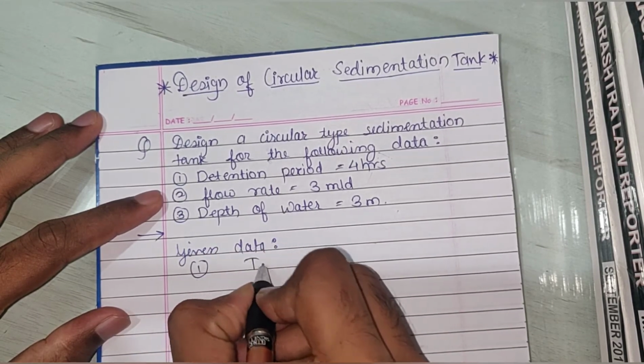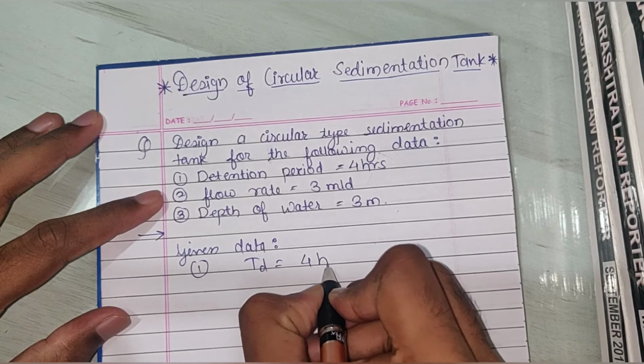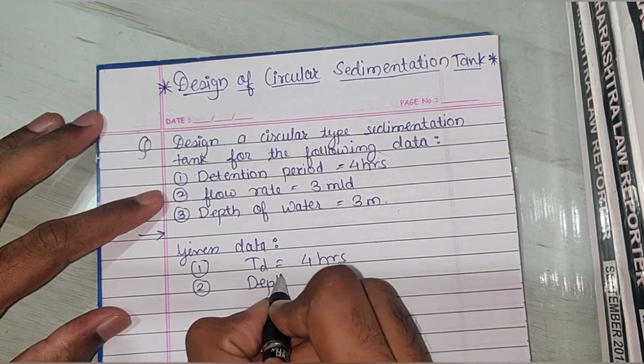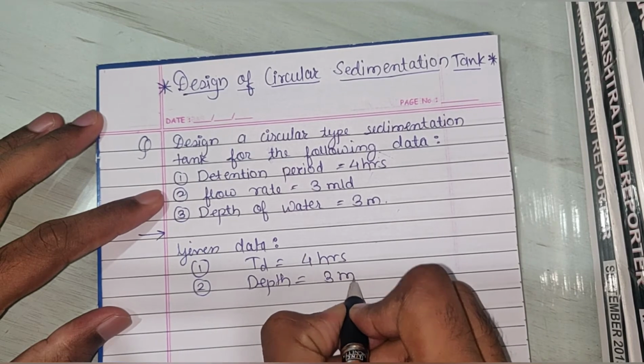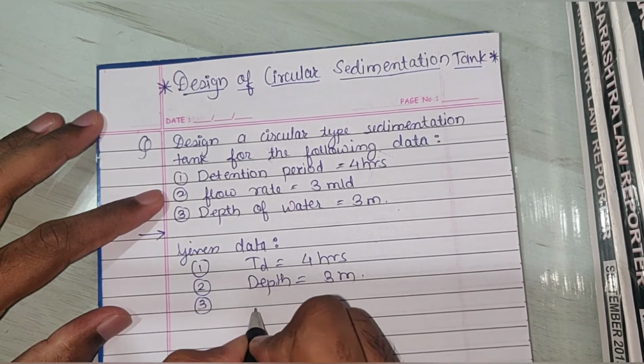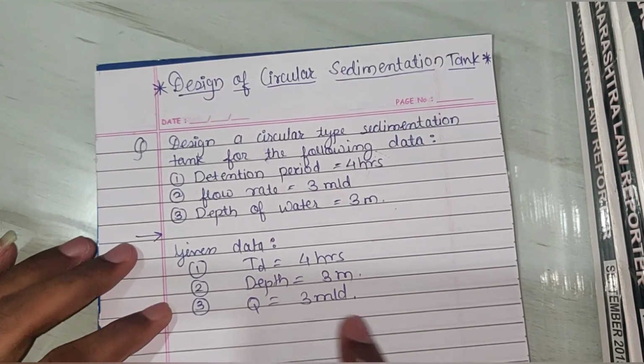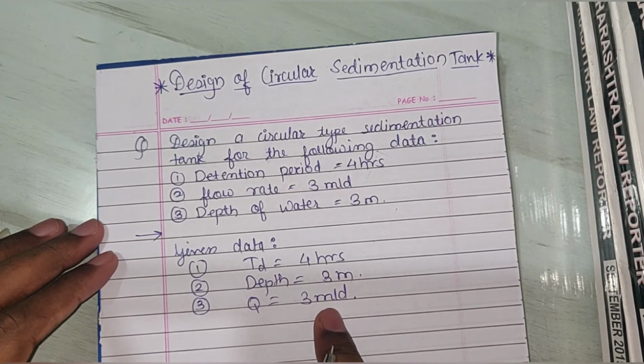First, detention time is equal to 4 hours. Second, depth of water is equal to 3 meter. Third, flow rate is equal to 3 MLD. We need to convert this flow rate into meter cube per hour.